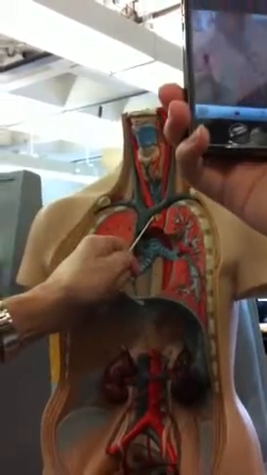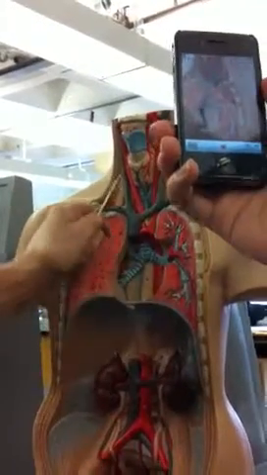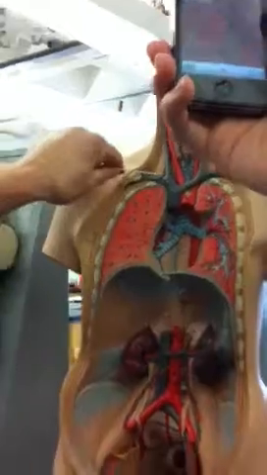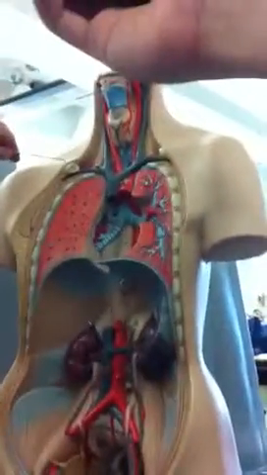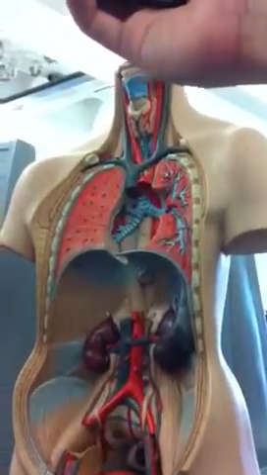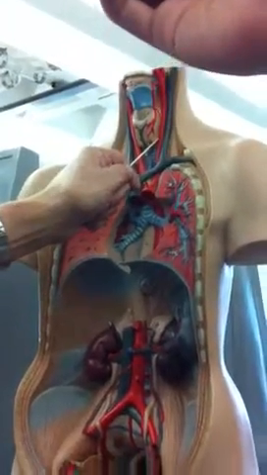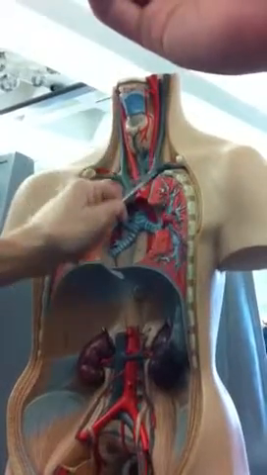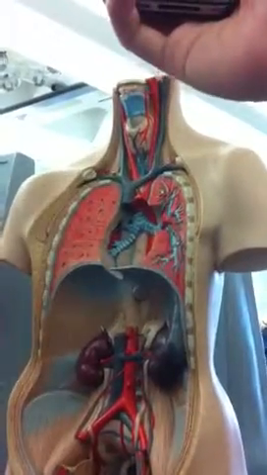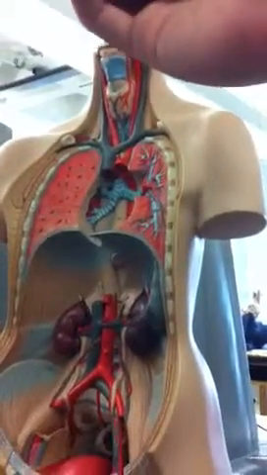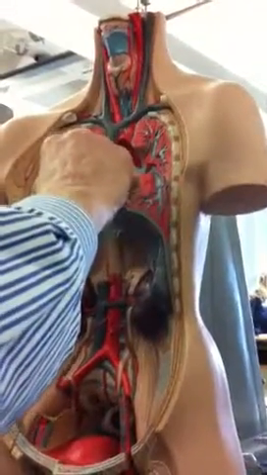First branch, brachiocephalic artery, branching into the right common carotid artery and the right subclavian artery going under the clavicle. The next branch is the left common carotid artery. The third branch coming off is the left subclavian artery. Got that? Good. Now you have your thoracic aorta, or just call it the aorta. I really couldn't care less.